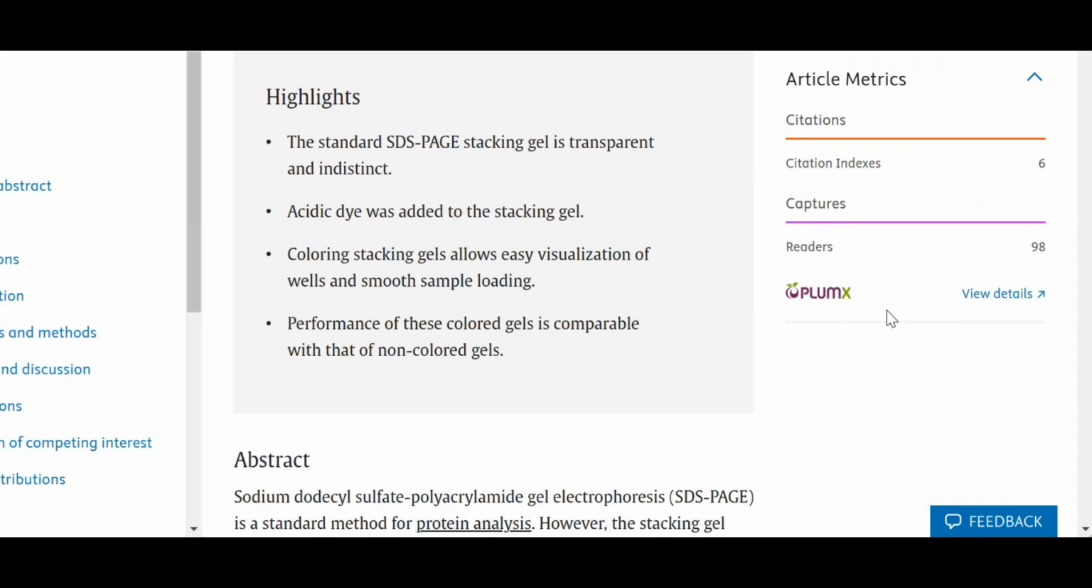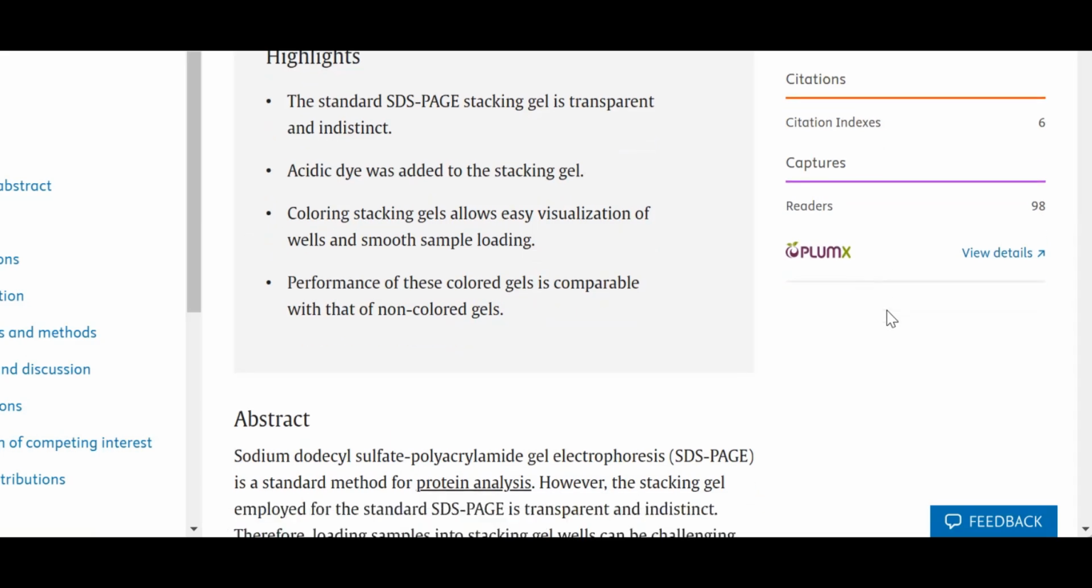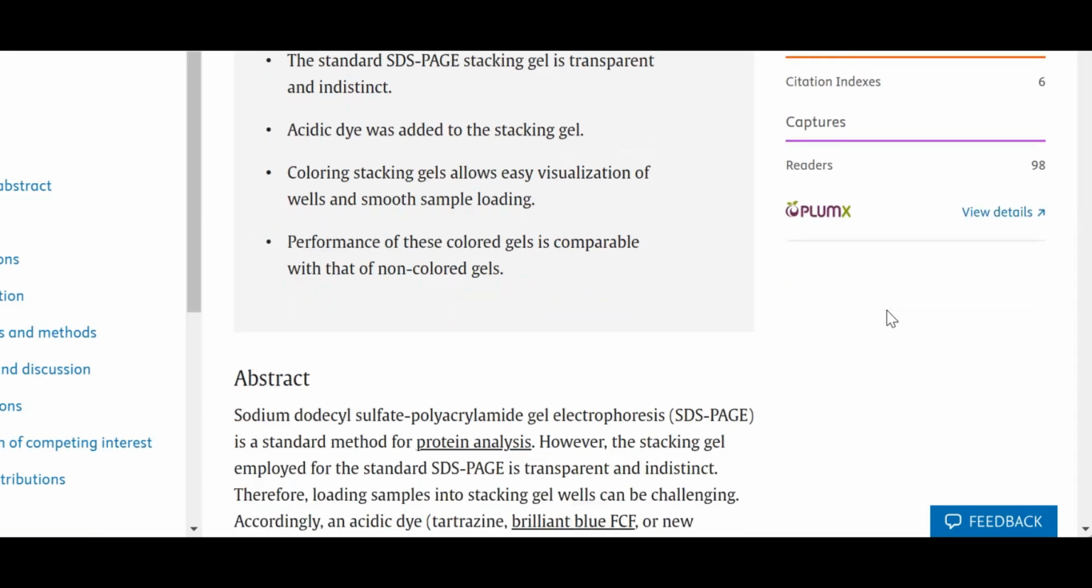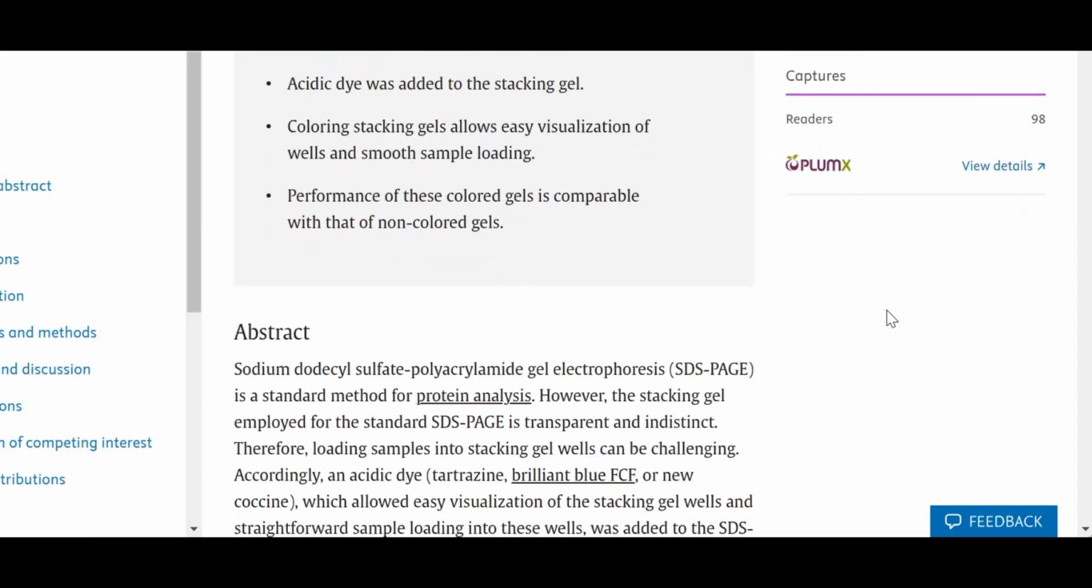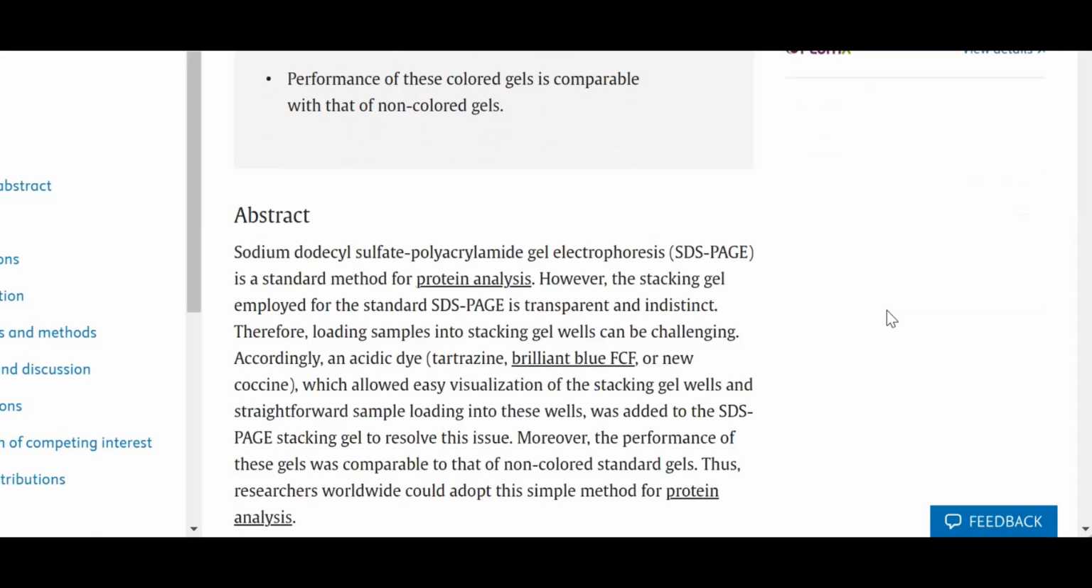So can you imagine a gel? The resolving part of the gel is not stained, and the upper part, the stacking gel, is colored blue or yellow or orange, right? So you have colored gels, and they are compared with non-colored gels. So you can say it's a kind of advancement.